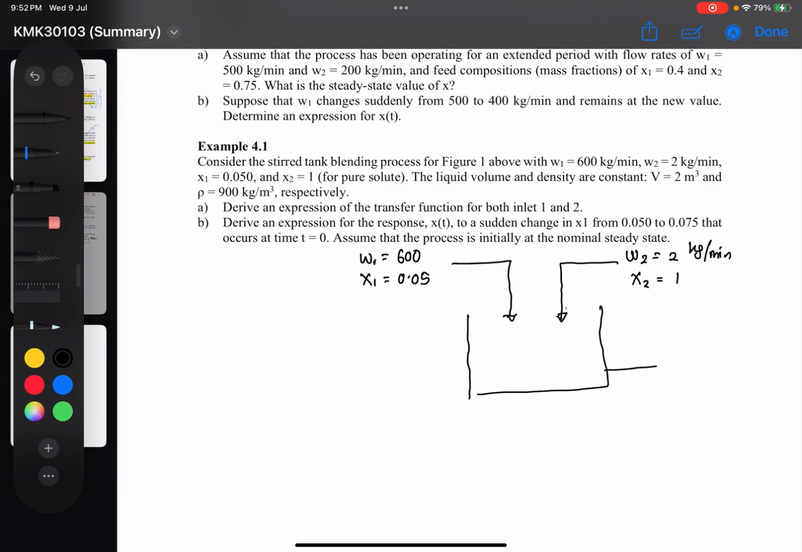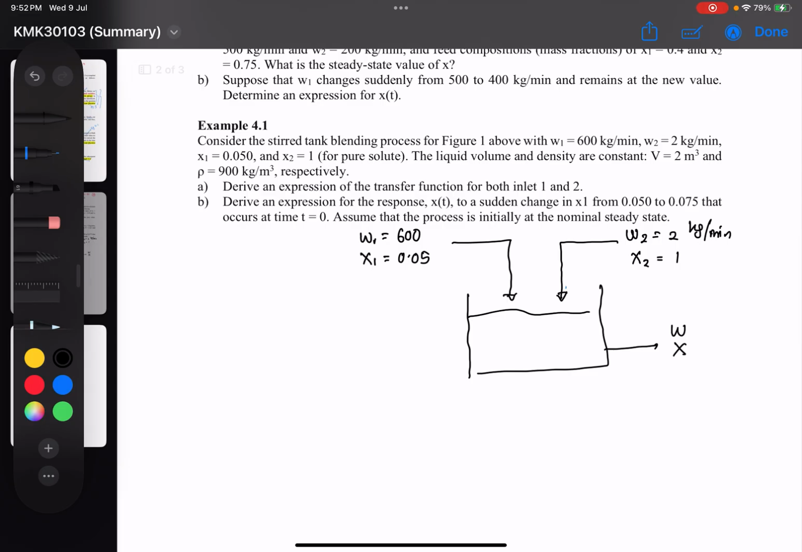Now they're going to mix together and come out as the new flow rate together with the new mass fraction. So we have already done the basic diagram. Derive the expression of the response x(t), meaning we want to find the value of x. How does x(t) change for a sudden change in x1? The x1 is going to suddenly change from 0.05 to 0.075, meaning the composition of stream number 1 has changed. This is what the statement is all about.